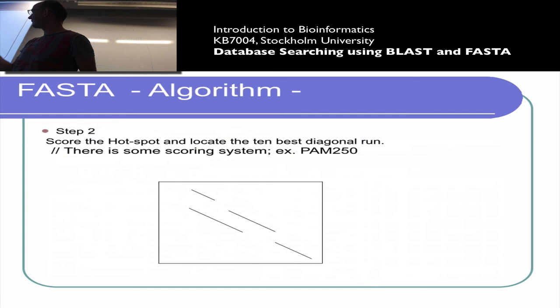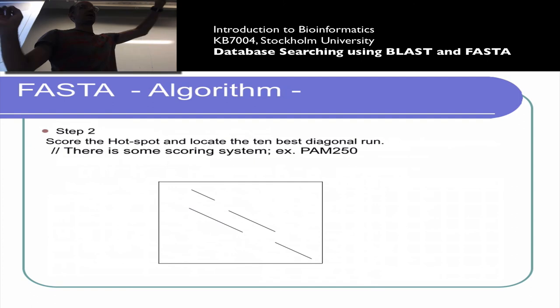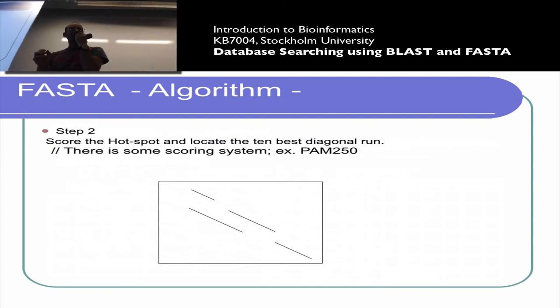So basically you take diagonals like that and see which 10 have the best scores. You ignore gaps at the moment, you just say, okay, which are the 10 best diagonals I have? The diagonals with the highest score. This is local alignment now, so I ignore how long they are, I just take the best region. So you look at the 10 best positions. This can be changed, but the default is 10.